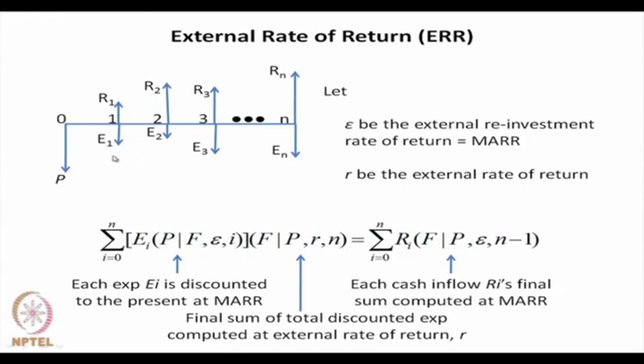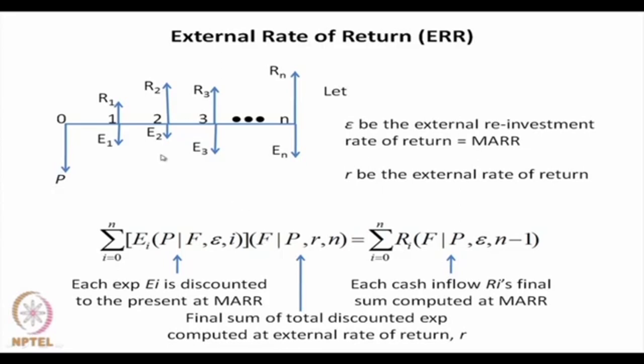Now, this we are showing in the form of another diagram here. Here, as before, this is the initial investment P, the expenses over the years E1 through EN, and the revenues over the years R1 through RN. What is first of all done is that all expenses are discounted to the present at the external reinvestment rate of return, which is normally equal to the MARR. So, if epsilon is the external reinvestment rate of return, meaning MARR, then all these E1, E2, E3, etcetera are discounted to the present.